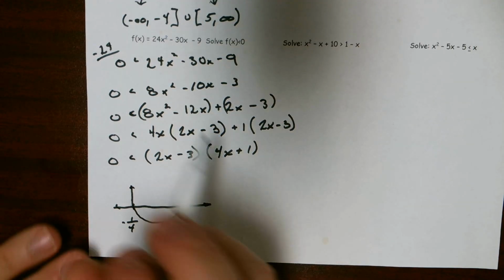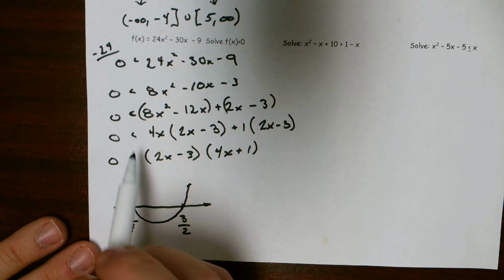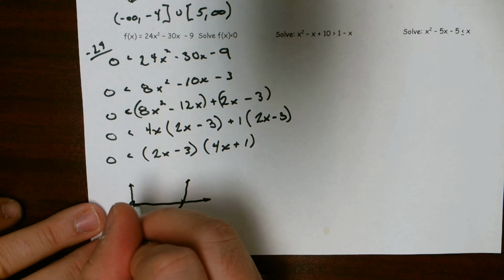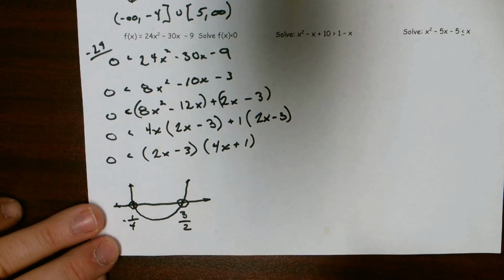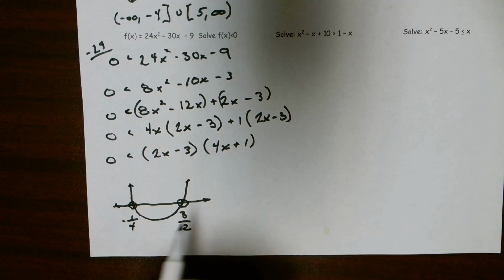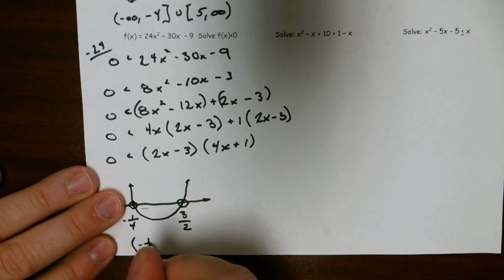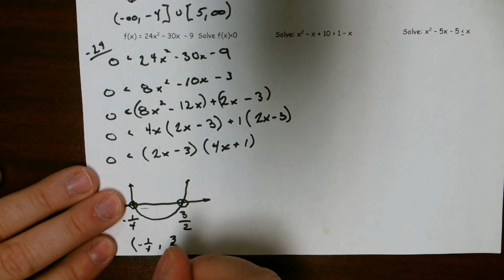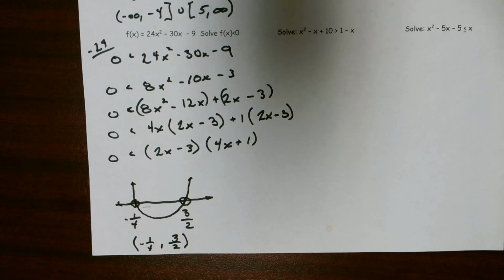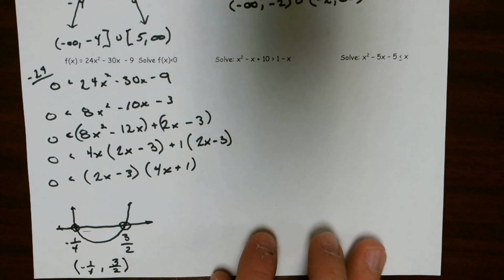We want to know where it is strictly less than 0, so we don't want to include the zeros. And that's real easy. It's less than 0 right here between negative 1/4 and 3/2. Awesome. Okay, so let's take a look here at this next one.